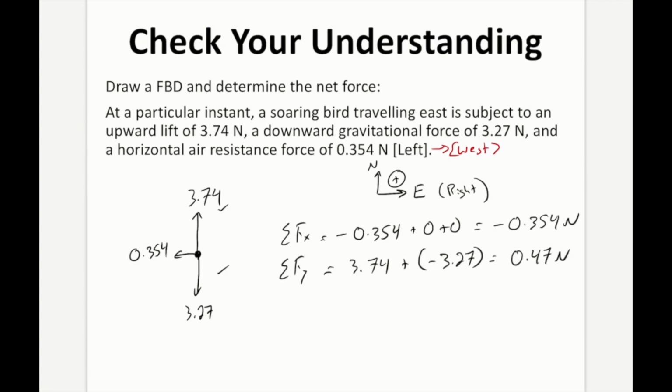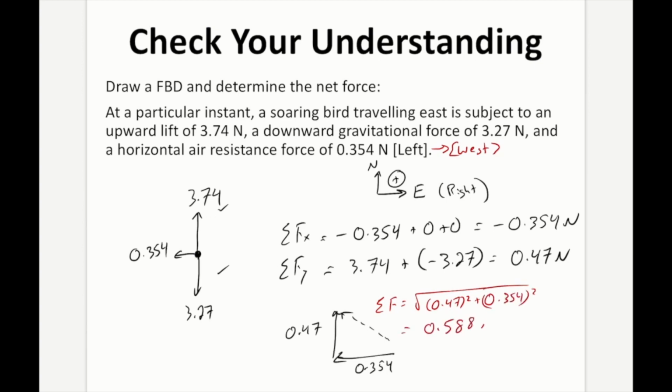Now we said north was positive and so was east. And we got a negative for x and a positive for our y. So we're going to go left 0.354 and we're going to go up 0.47. And we're going to find the hypotenuse. The hypotenuse is going to be the sum of the forces. So the sum of the forces is going to equal the square root of 0.47 squared plus 0.354 squared. And that equals 0.588 newtons.